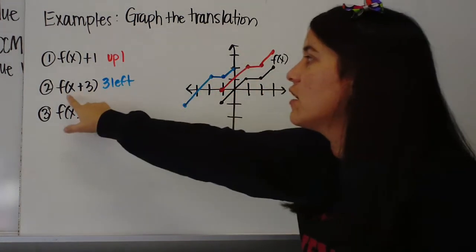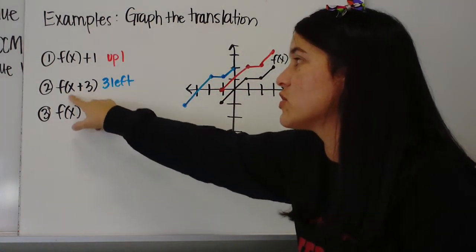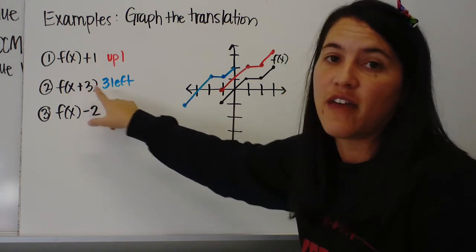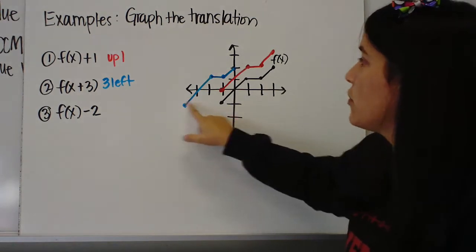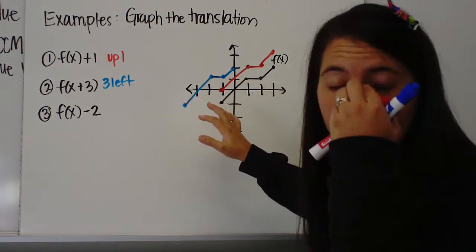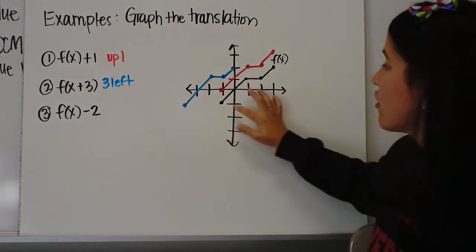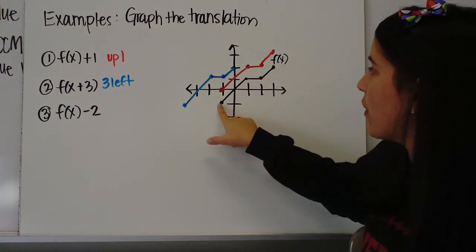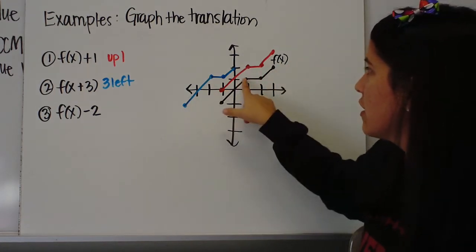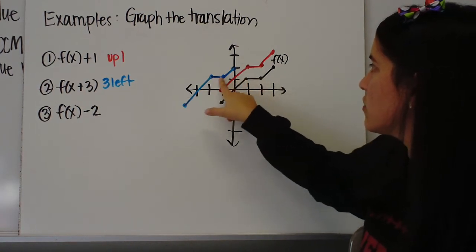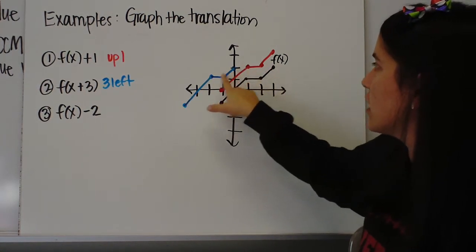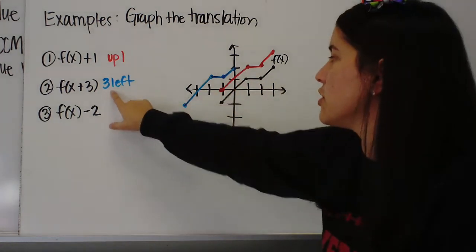Number 2, f of x plus 3. Since it's plus 3, you're going to go 3 left. So the blue one, from the parent function, not from the red one, but from the original parent function, I went 3 spaces left. 1, 2, 3. So the blue one is number 2.